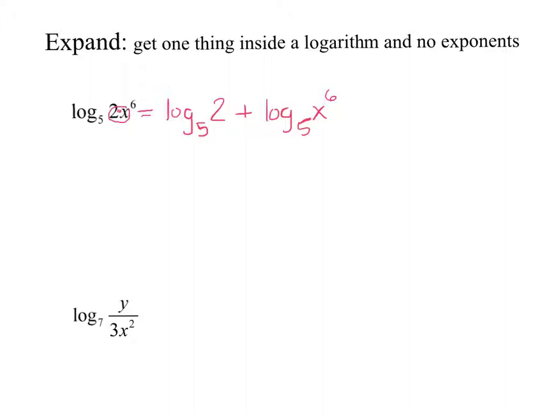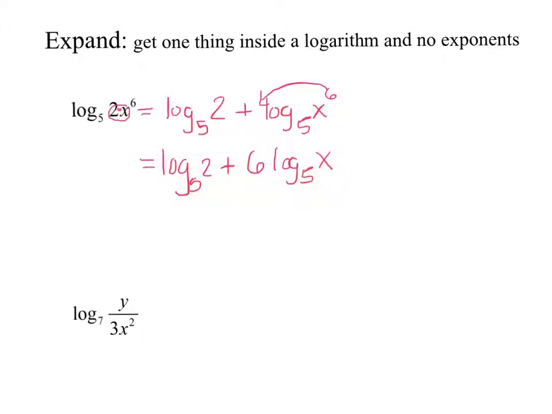Now if I look at log base 5 of 2, there's nothing going on. There's no exponent. There's just a 2 there. But if I look at log base 5 of x to the 6th, I've got an exponent. So I need to take care of that using that rule where that exponent can go down in front. So now this will be log base 5 of 2 plus 6 log base 5 of x. And then we're done. Again, there's only a 2 here, there's only an x here, there's no exponents. So we are done with that problem.